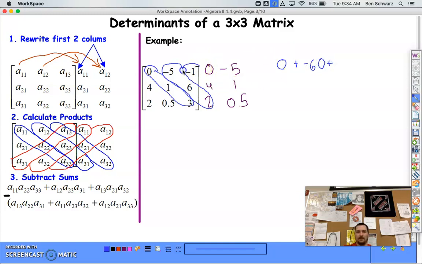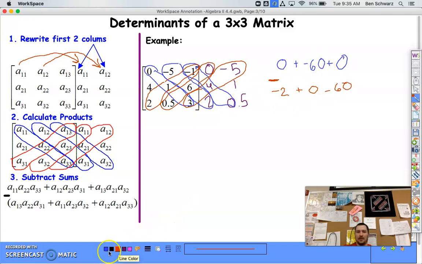Plus negative 1 times 4 times 0. So 0. Now I have to do the reds, and this is all going to be subtraction. For the reds, I have 2 times negative 1 times 1, so that would be negative 2. 0, 6, and 0.5, well, that's 0. And then 3, 4, negative 5, that's going to be negative 60.